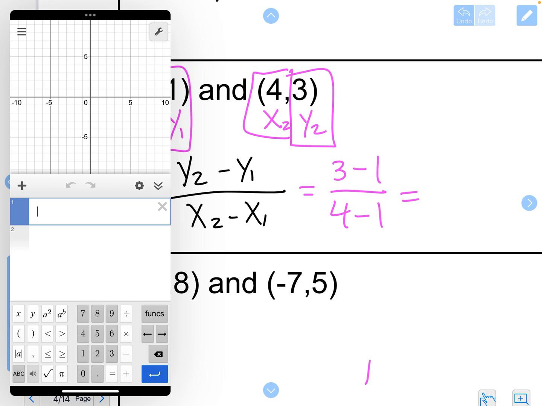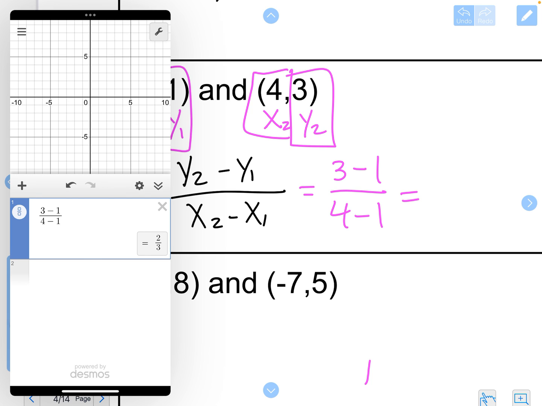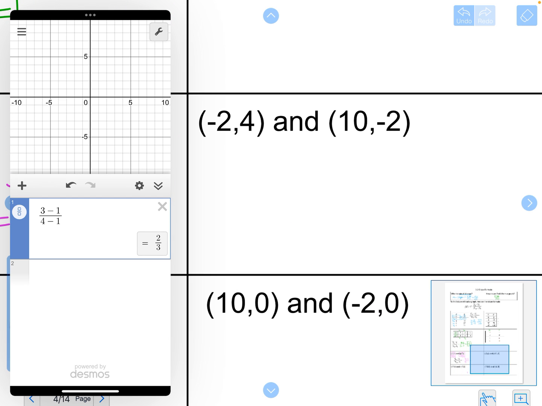So whenever we use Desmos, we have to hit divide first so that we can get our fraction. That way we can type our fraction in. So I'm going to go 3 minus 1, and then I'm going to click down and go 4 minus 1. Now Desmos will usually give us a decimal to start, but if we click this little circle with the 2 boxes next to our fraction, it's going to turn it into a fraction. So we get 2/3.